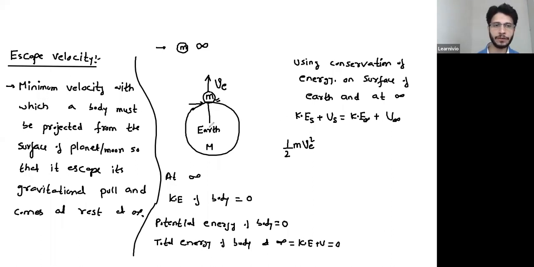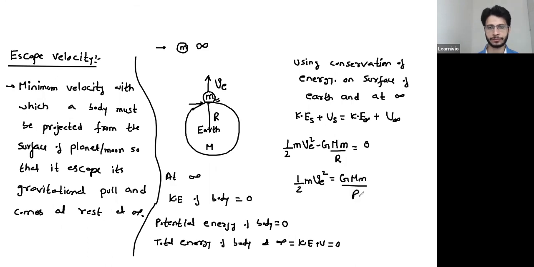Potential energy, if the radius of Earth is R, is minus G M m by R, and this is 0. So you can write half m Ve square is equal to G M m by R. You can cancel this m with this m here. Your escape velocity is root over 2GM by R. So this is the escape velocity.